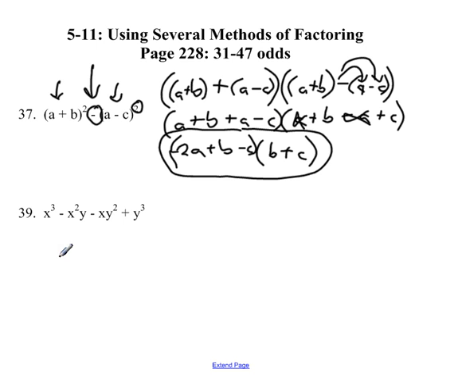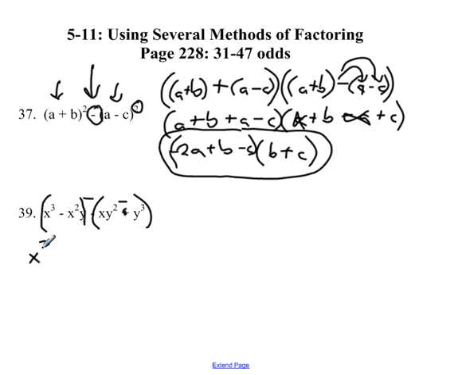And number 39. You have three terms that contain x. You have three terms that contain y. But you don't have any chance to make a trinomial out of that. So let's try grouping. Now this was a minus right here, meaning that this plus, when I group that, needs to turn to a minus. Don't forget that step.